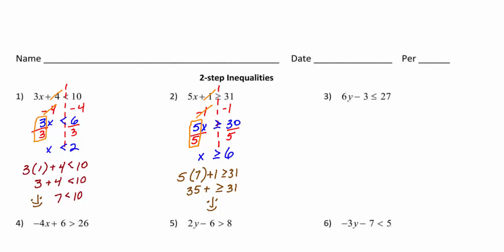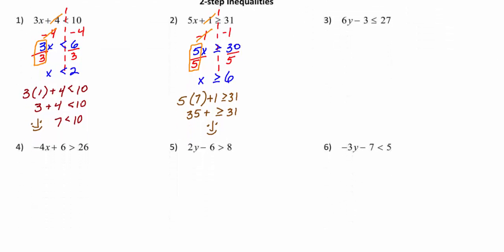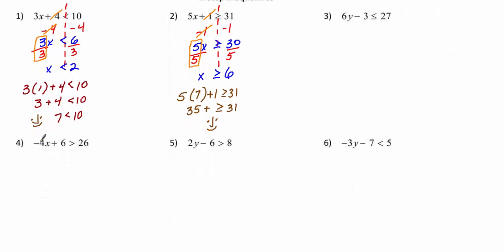Let's scroll down and look at problem 4, because problem 4 is a little bit different. We have a negative coefficient here, so we're going to solve that just slightly differently. We are still going to start out by getting rid of the number that doesn't sit with the variable. So we're going to get rid of the 6 first. Since this was plus 6, we're going to subtract 6.